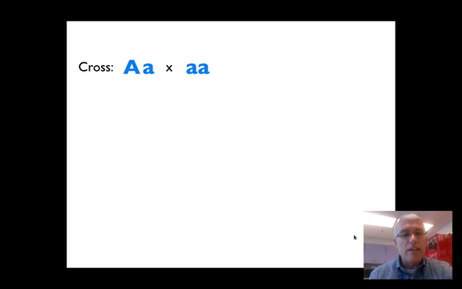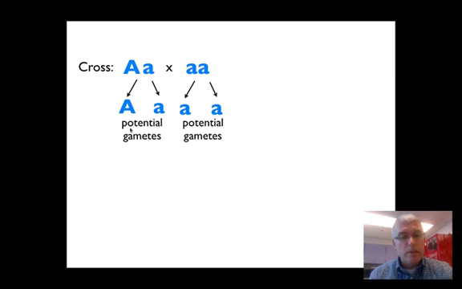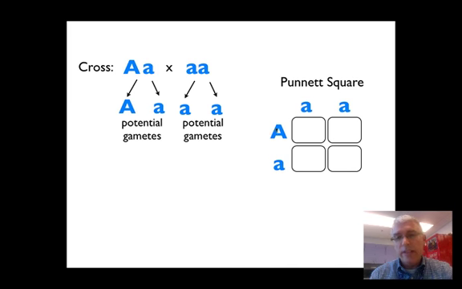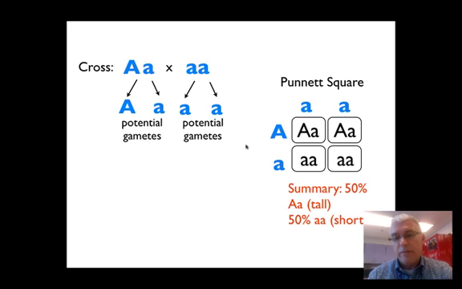All right, let's do our last cross here. We're going to cross a hybrid tall with a purebred short, just like we did before, separating the alleles into potential gametes, using these gametes to label the rows and columns of a Punnett square, and filling in the Punnett square. Notice here we get a 3rd possible set of results. 50% are big A, little a, and 50% are little a, little a. So we got 50% tall and 50% short.